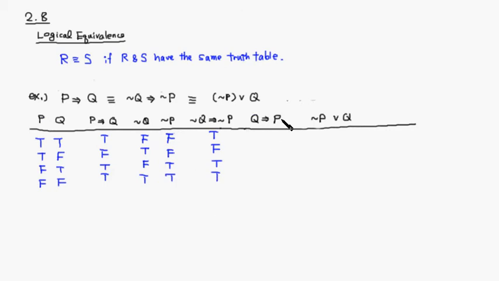This is actually not involved, but I'd like to go over it. P implies Q is, say, the original conditional. Then not Q implies not P is called the contrapositive. And Q implies P is just a reversal of the original. It's called the converse.